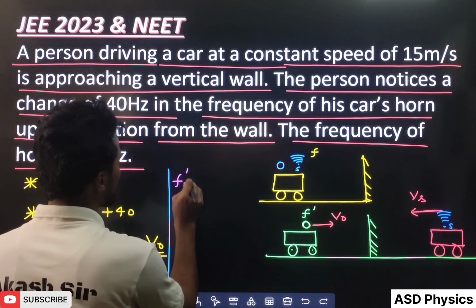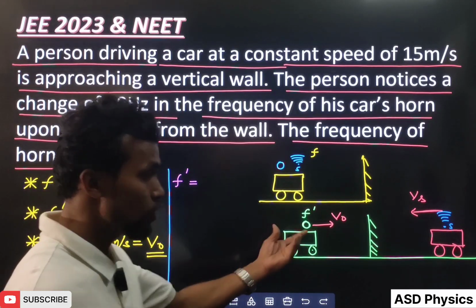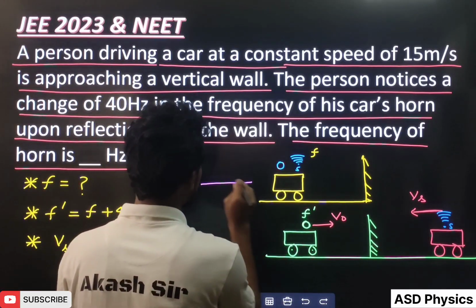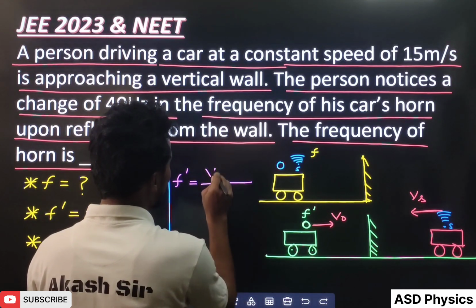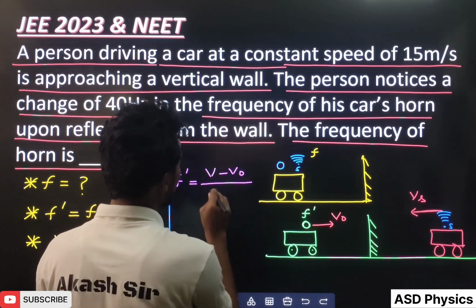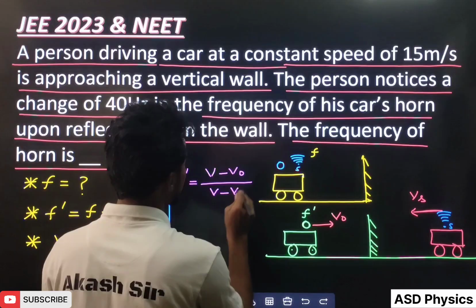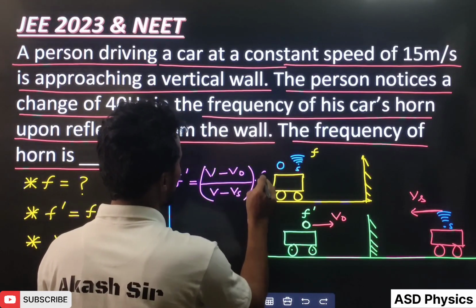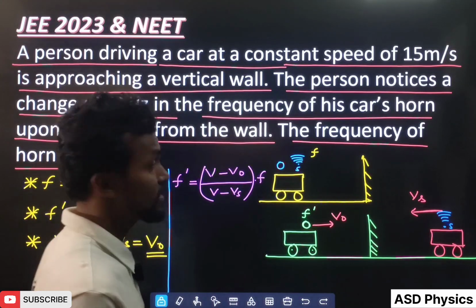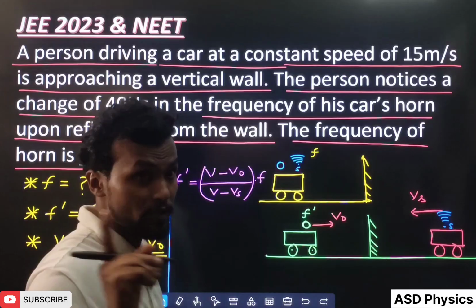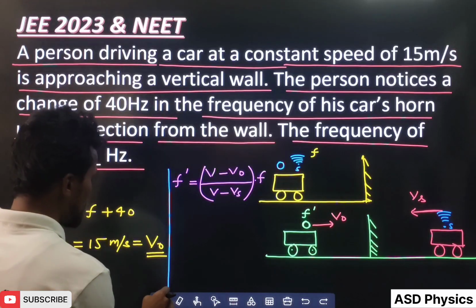Okay, so students, if I write the formula here, remember that the frequency received by the observer is always given by F dash equals V minus V0 by V minus Vs into F. This is a general formula. This F is the original frequency, and F dash is the apparent frequency that is received by the car driver.